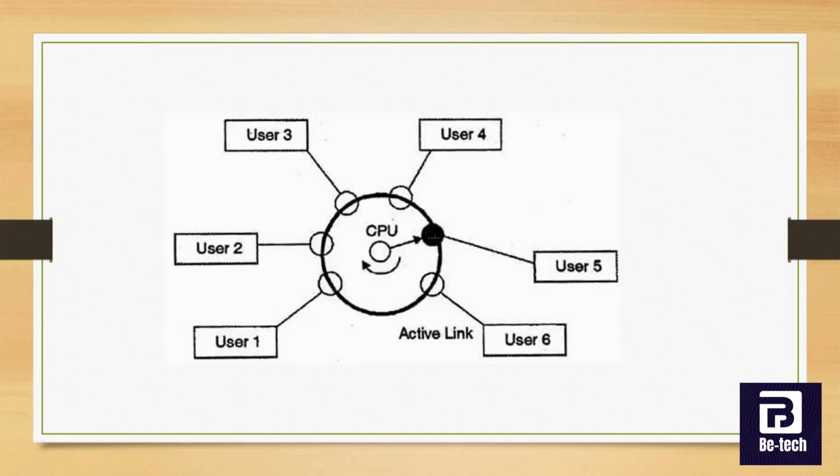So this is the picture here, where in the center we can see the CPU, which has all the resources like CPU, RAM, and other resources, and all the users are connected with it. All the different users are able to access the system.